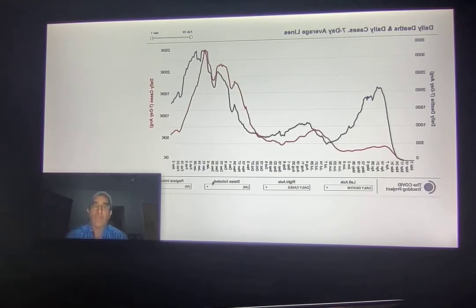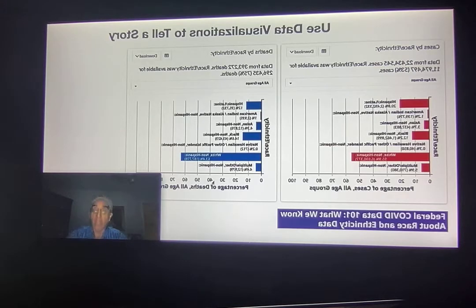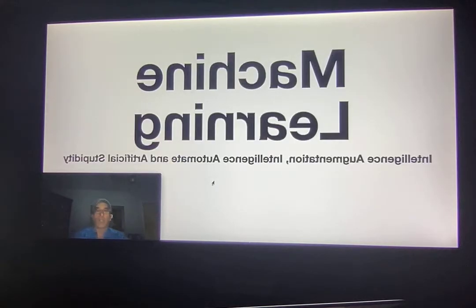Another great thing about visualizations is you want to facilitate appropriate comparisons. How do daily deaths and daily cases compare? One of the big questions was, what's the difference? The more tests I do, the more cases. Well, what if I just plotted it? I could actually tell. Shocking. So facilitate appropriate comparisons, and you want to use data visualizations to tell a story. So The Atlantic told a story on what we know about race and ethnicity data and how it applies to COVID, based on data, based on facts. What a concept, facts.